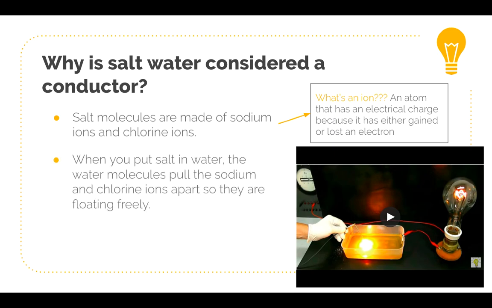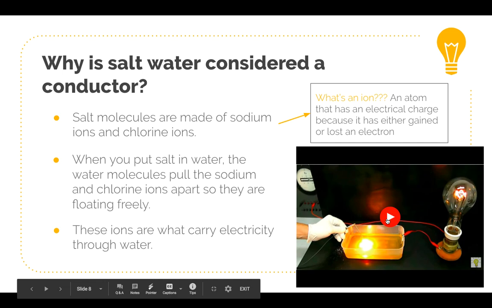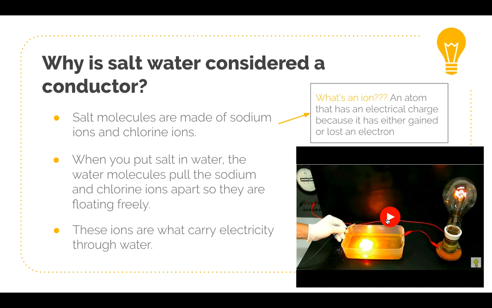When you put salt in water, the water molecules pull the sodium and chlorine ions apart, so they are floating freely. So essentially, you just have a bunch of free floating charges within that salt water solution. And these ions are what carries electricity through water. So I took a little clip of a video from YouTube, kind of just showing you how this person was able to light a light bulb using salt water as part of the circuit.